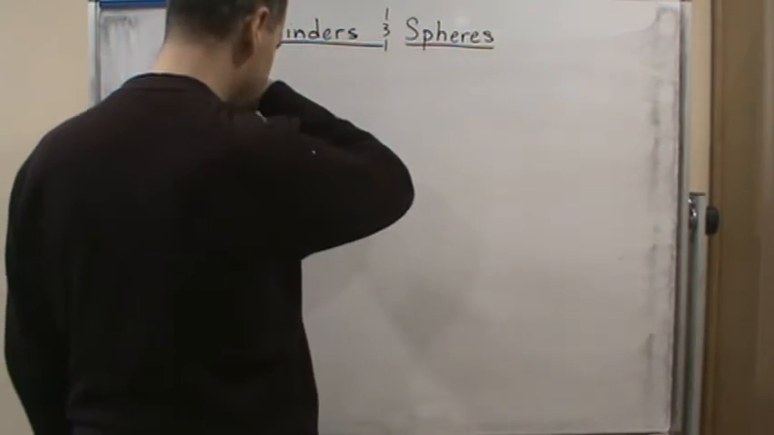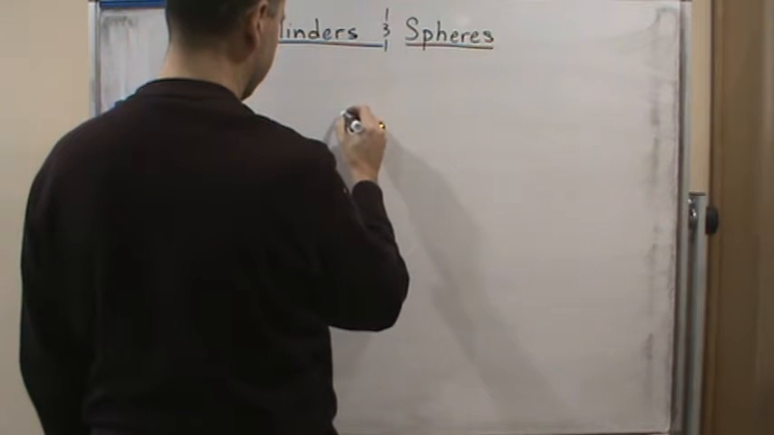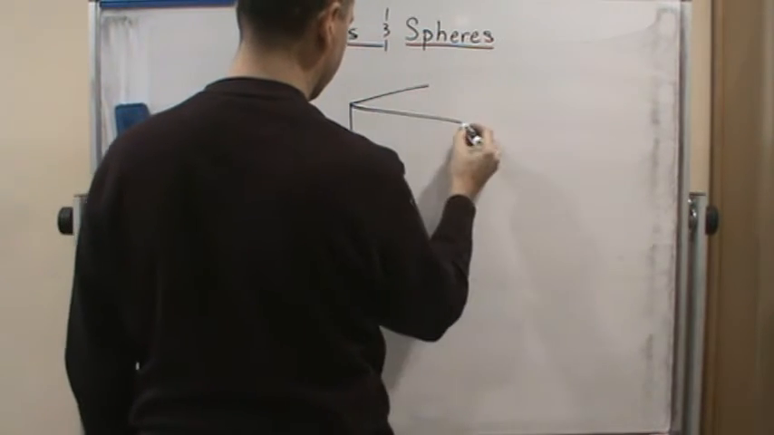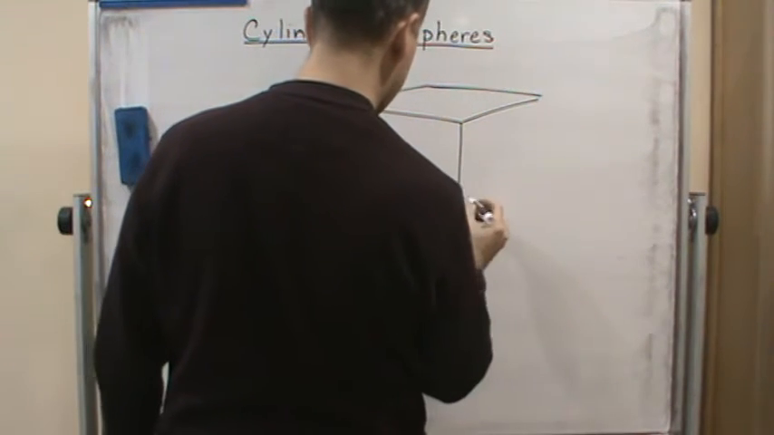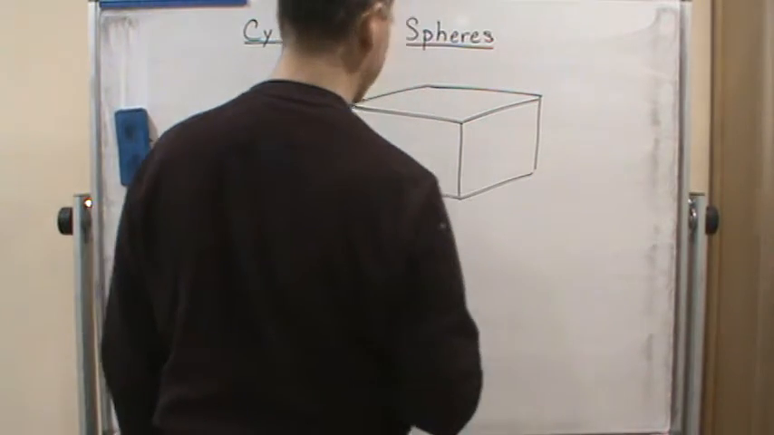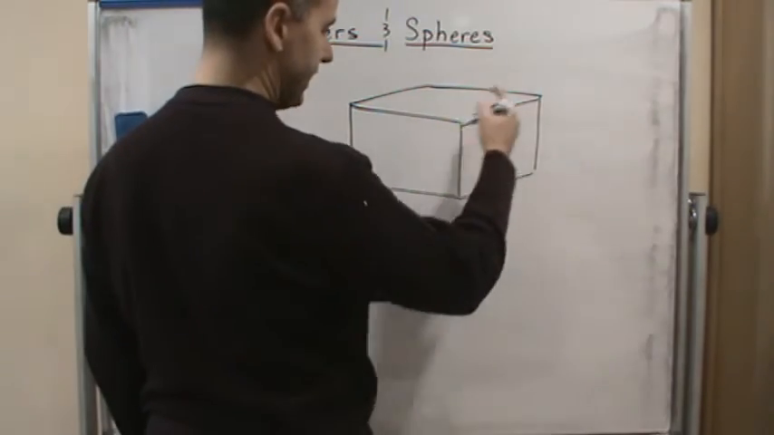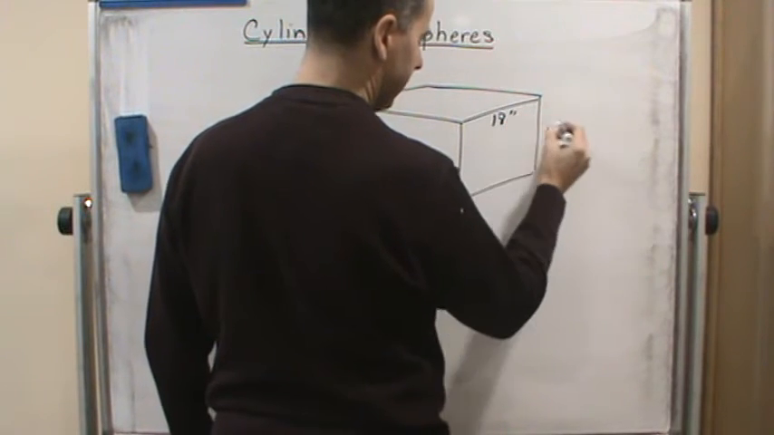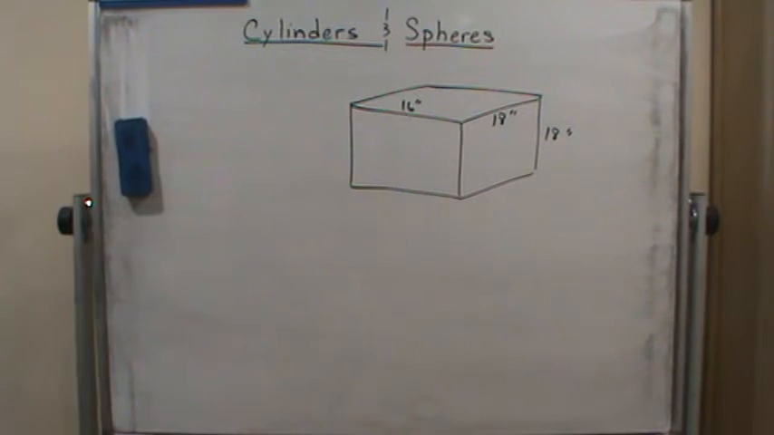So let's say we have a block, it looks like this. Okay, so there's our block. And let's say it's got an 18 by 18 cross section. So let's say this is 18 by 18 and these are inches, and it's 16 inches long.